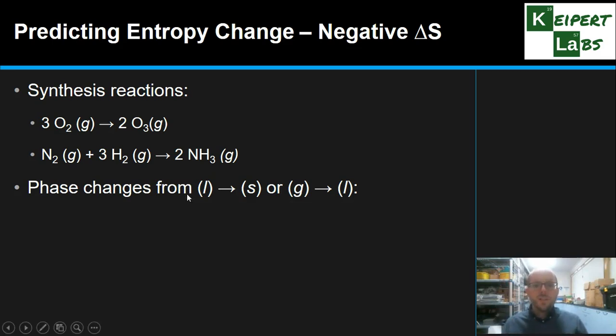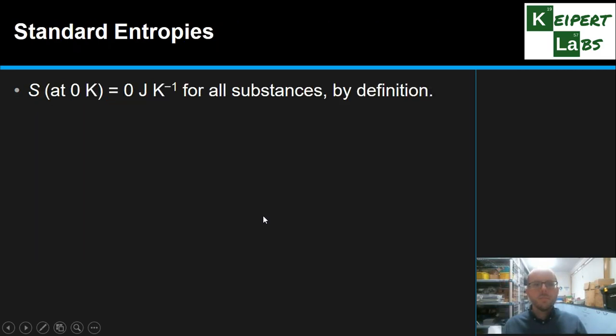The reverse phase changes of what we looked at before, that is freezing or solidification, condensation, will decrease the entropy of the system. Okay, so we can see that by looking at what's happening with the particles, we can predict what's going to happen. But how do we actually measure something? Well, we need to be able to look at the scale of how entropy is measured. We need to look at standardizing it.